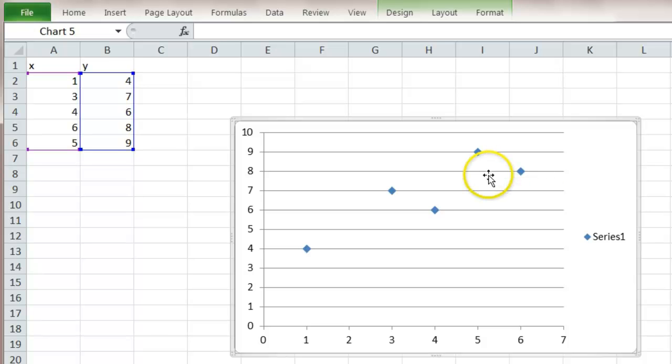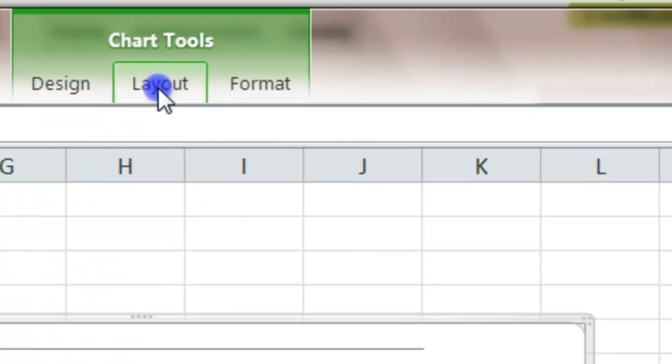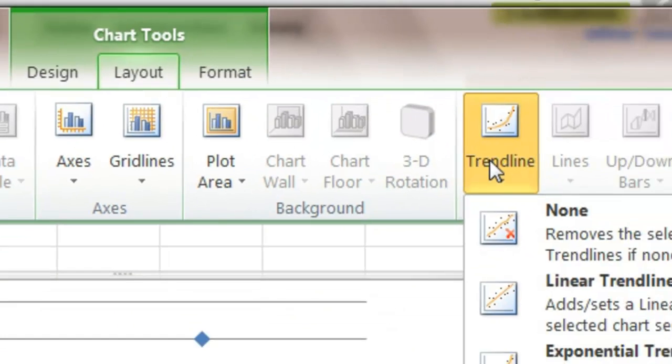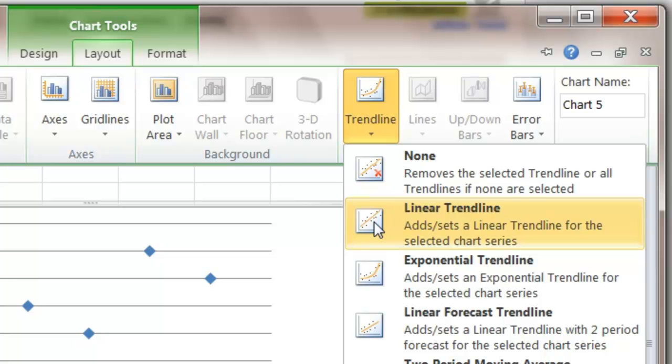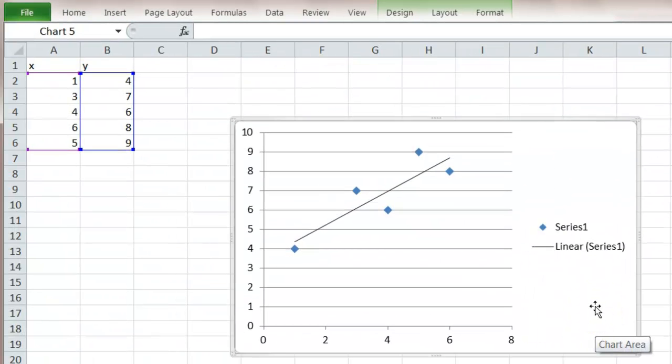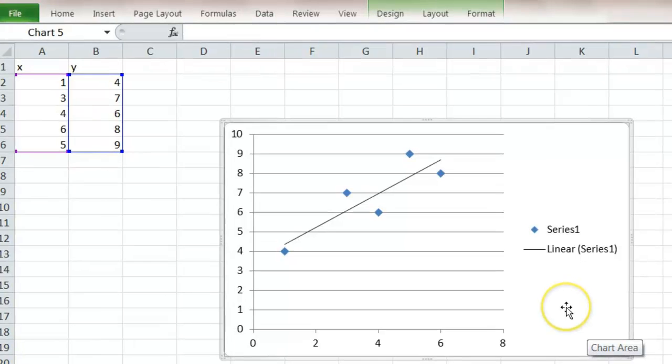To find the equation of the line, we go to Layout and Trend Line, and if we go for Linear Trend Line, which gives us a straight one, then we get exactly that, the best straight line, and that looks quite reasonable. However, what we would normally like is not just the line, but its equation, so that we can use this to predict values of y from a particular value of x.